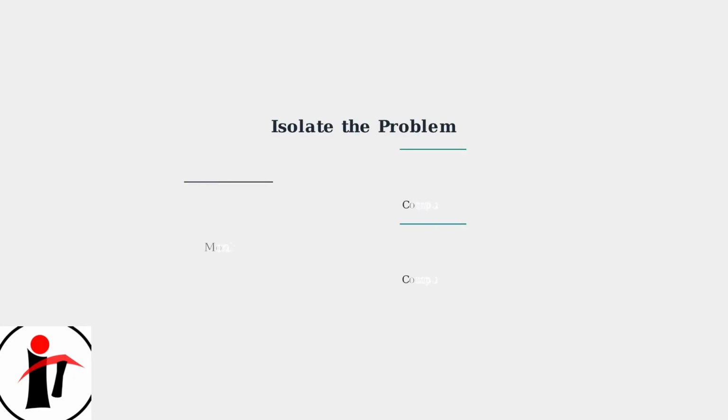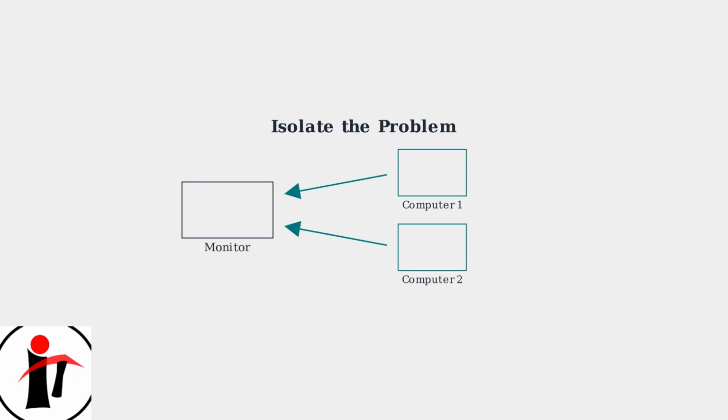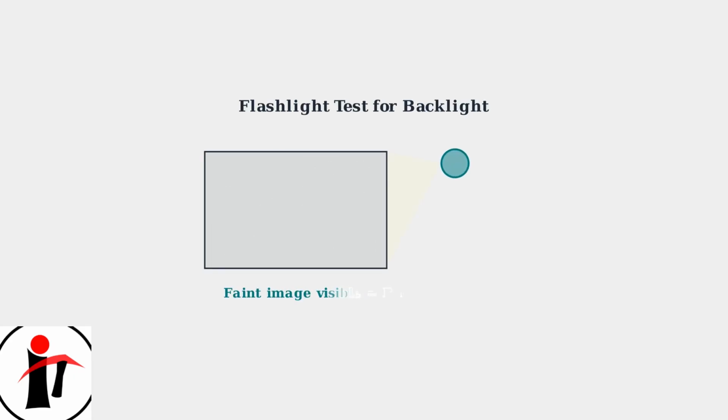Connect your monitor to a different device, such as another computer or laptop. This helps isolate whether the problem is with the monitor itself or your original source device. Finally, if you suspect the monitor is receiving a signal but showing no image, try the flashlight test. Shine a bright flashlight on the screen while it should be displaying content.